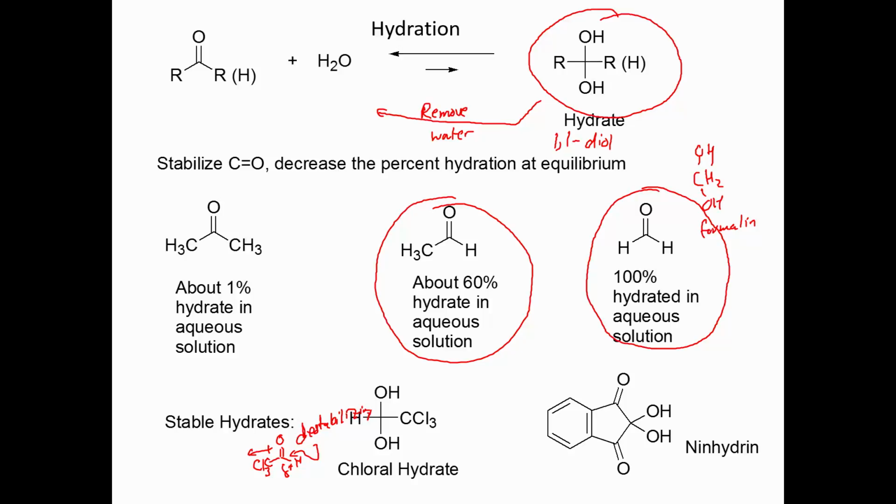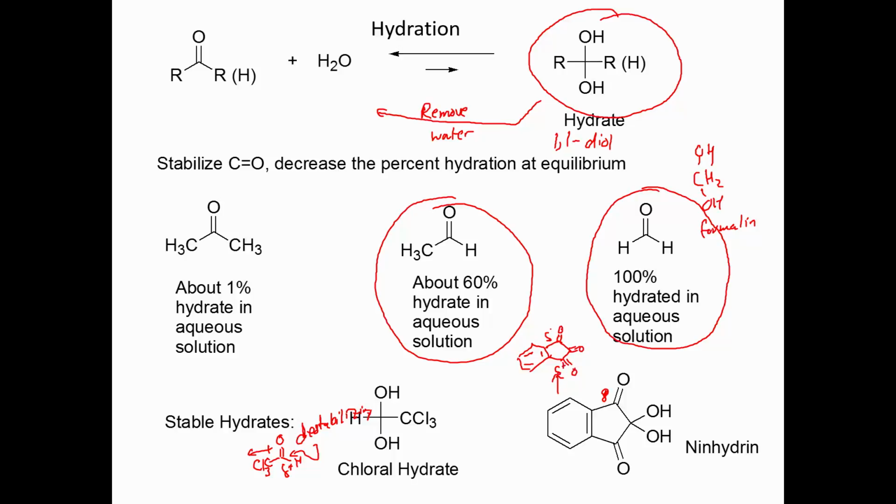All right, so you want electron donating groups on your carbonyl group, not electron withdrawing groups. That's why we see chloral hydrate being a stable hydrate. Ninhydrin, a protein labeling agent, is also a stable hydrate. And here, if we look at the corresponding carbonyl compound, that would be the corresponding carbonyl compound.